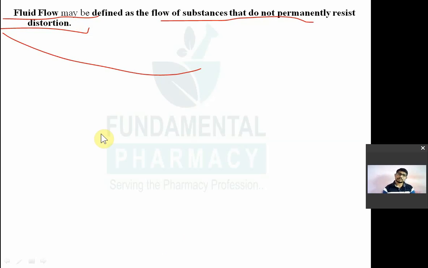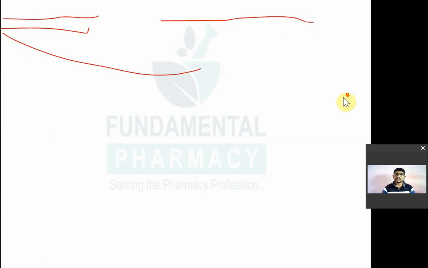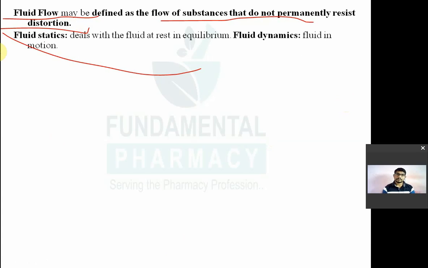Now these fluids may be either static or dynamic. Fluid static means what? It deals with fluid at rest or in equilibrium. Where there is no movement, no motion. For example, suppose you have a tank and there is water in it, so that water is static. So fluid static means dealing with fluid at rest in equilibrium.